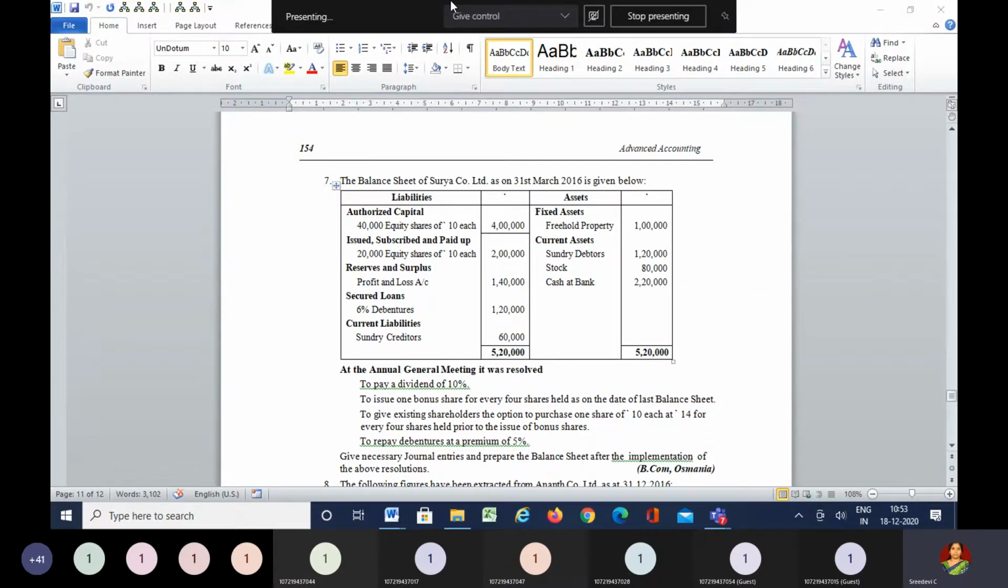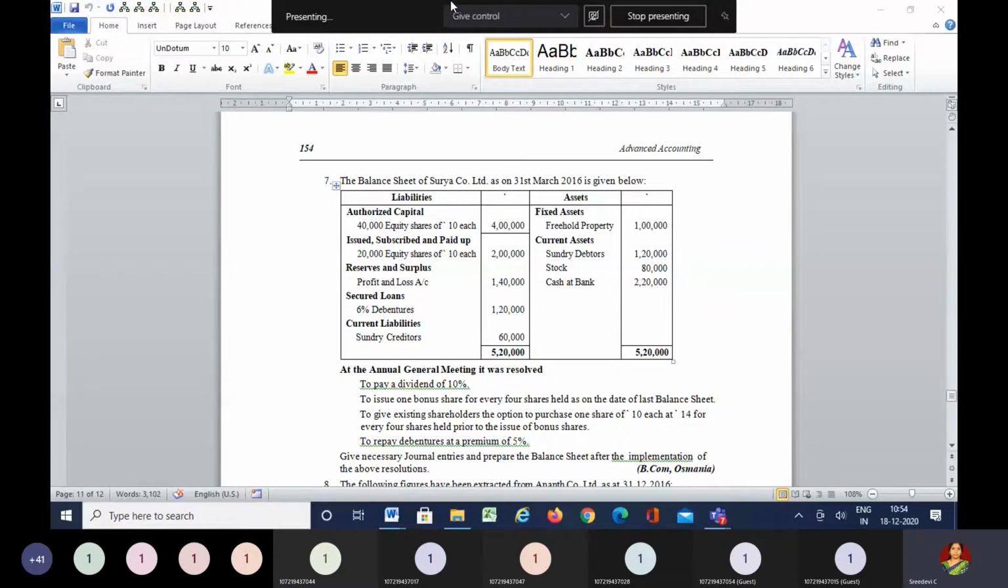Then followed by the last one, to repay the debentures at a premium of 5%. So as you have seen in the case of the entries you have learned for issue and redemption of debentures, the same thing needs to be applied here. Here they have decided to repay the debentures at a premium of 5%. The debentures amount is 1,20,000, and the same needs to be repaid to the debenture holder. So these are called redeemable debentures, right?